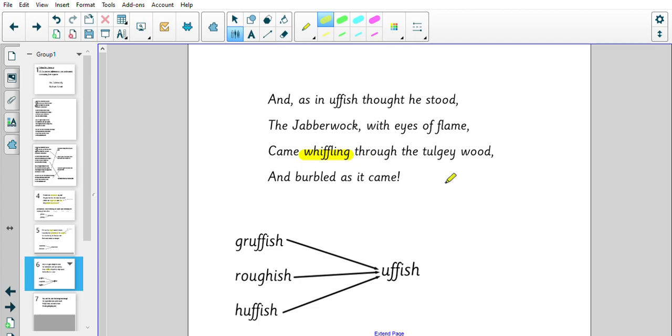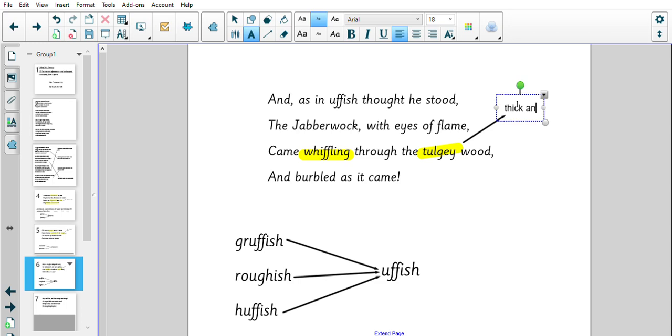Again, tulgey, it's not really clear, but I think using the context, it probably means thick, dark, dense, something like that. So if I do like a little arrow here, then I might want to write a little note saying that it's thick and dense, perhaps. And burbled as it came. So if you're burbling, that means that you're kind of talking really quickly without making any sense. So making lots of loud sounds, but you can't really understand what this creature is saying.